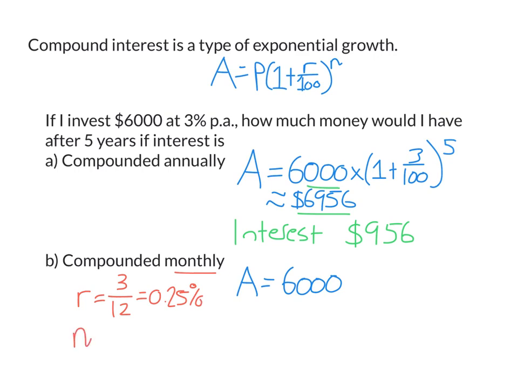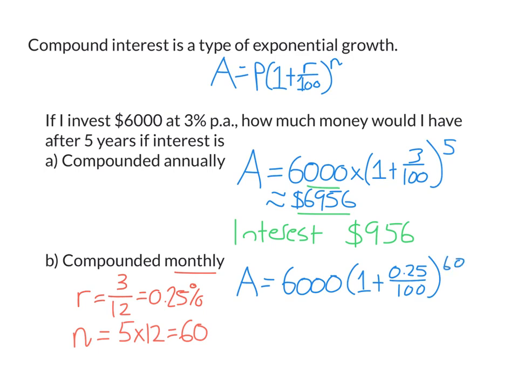I also need to change N. So if I compound monthly for 5 years, I will end up compounding 12 times a year for 5 years. I will compound 60 times. That means I will increase or recalculate the interest 60 times. So the formula will be A equals P times 1 plus r is now 0.25 over 100 to the power of n, which in this case is 60.